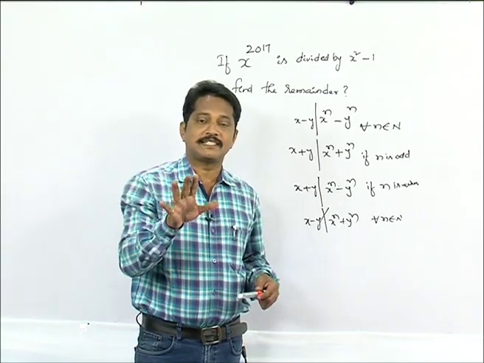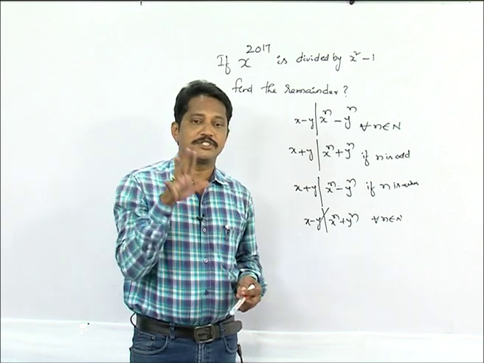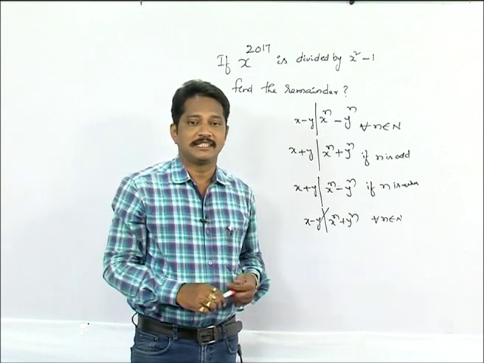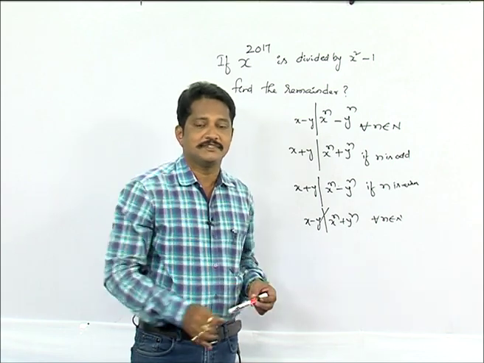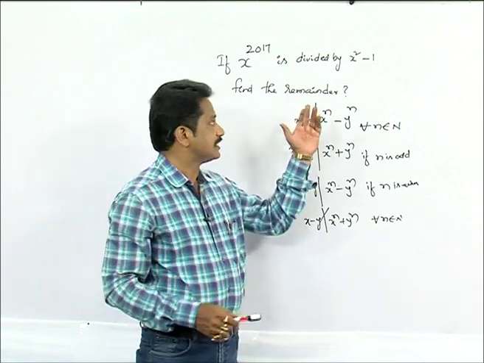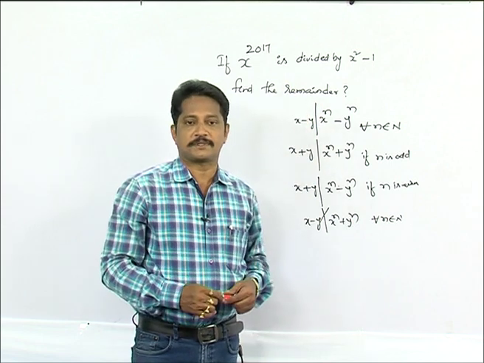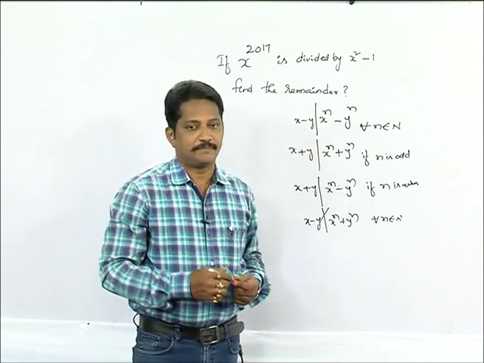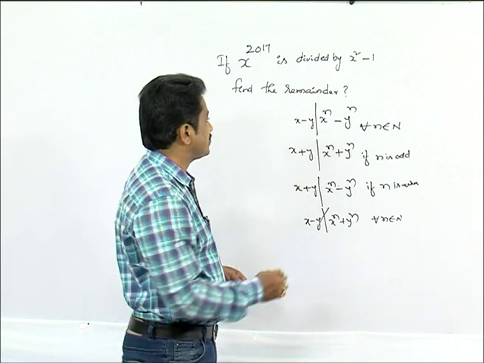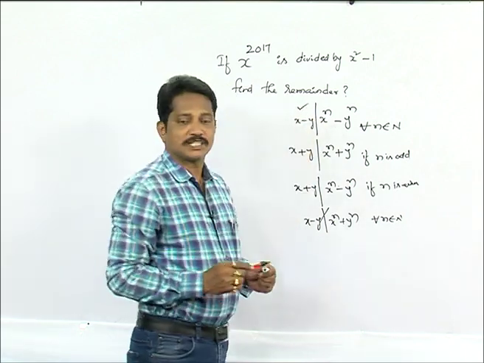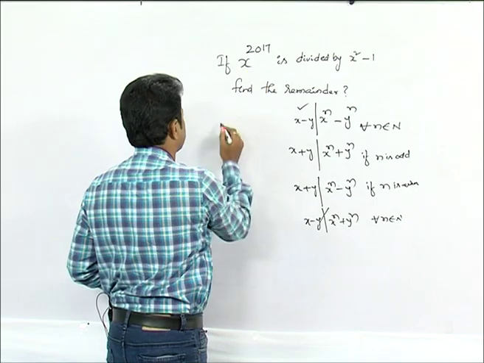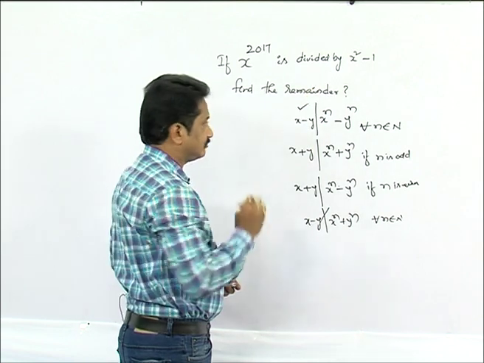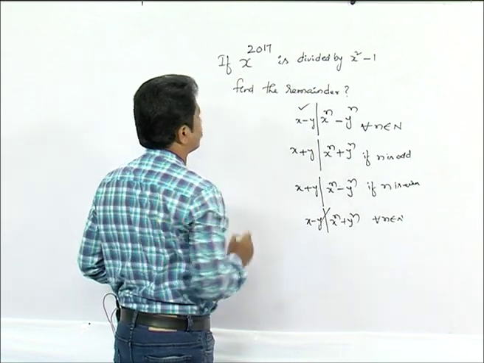These are the basic fundamentals for the divisibility of polynomials in algebra. Once you have the knowledge about these divisibility laws, you can get the answer within 1-2 steps. That is very important. Is it clear? Okay, now I am adopting the first law: x - y divides x^n - y^n. Is it clear?